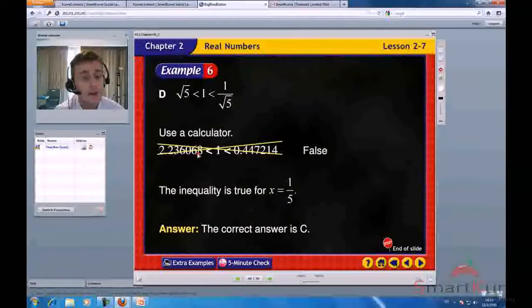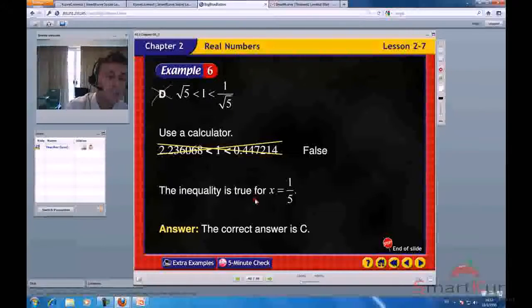But we're going to check D just in case. Is √5 less than 1 and 1 less than 1 over √5? No, √5 is 2.236, that's not less than 1, and 1 is not less than 0.44. 1 is greater than that. So we know that D is also false. The only option that worked in that equation is C. So the answer is C.